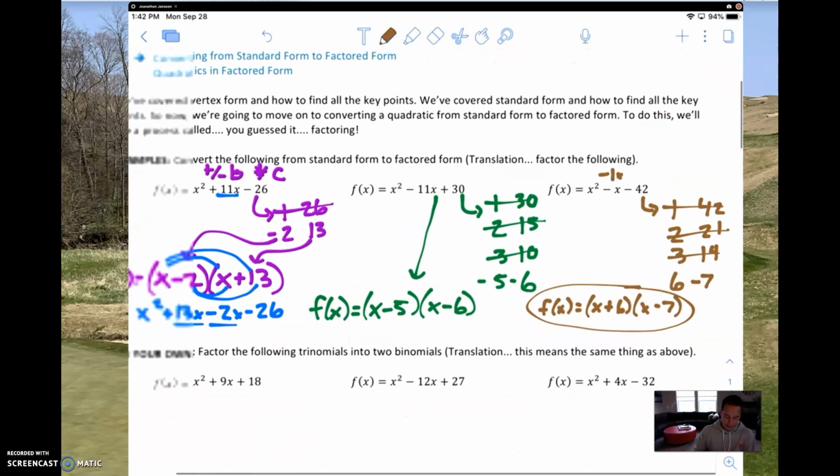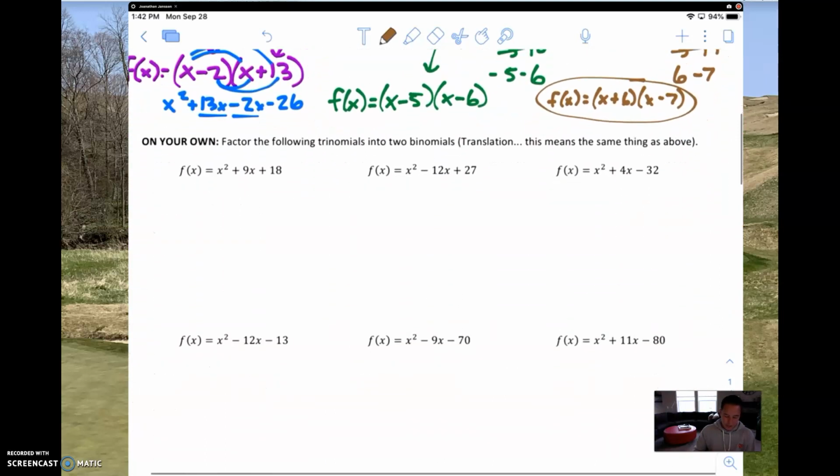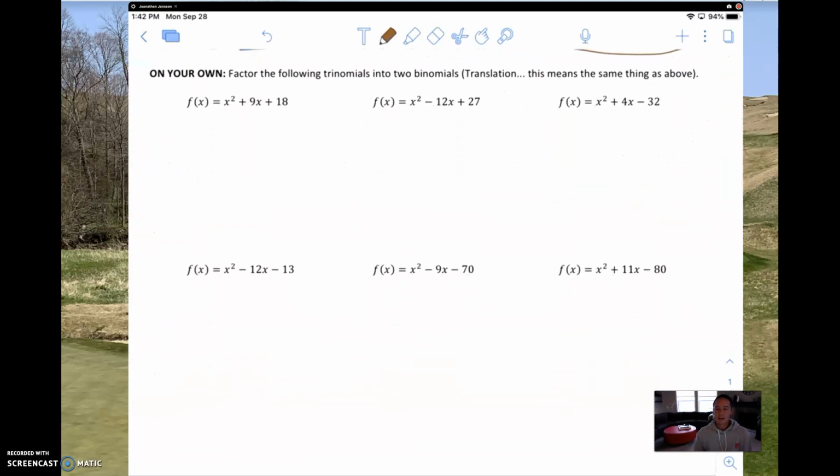So go ahead and give it a shot on the next 6. You know the drill by now. Go ahead and pause the video. When you are all done, come on back and I will reveal the answers to you. So go ahead and hit pause.